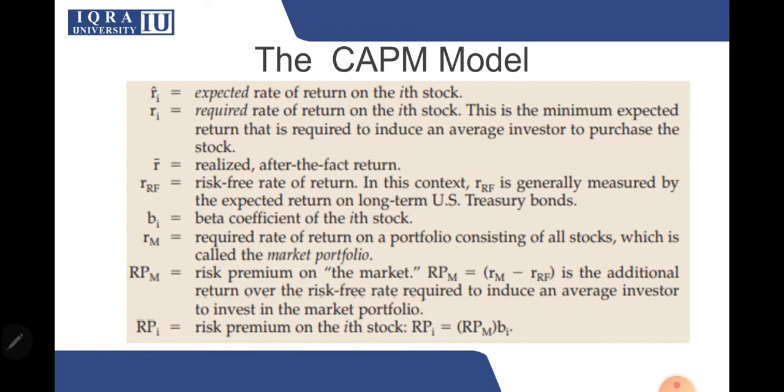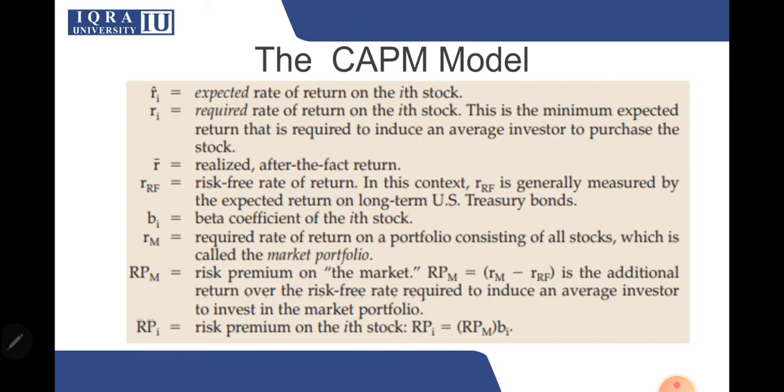To begin, we will first define the following terms. The R with the hat is your expected rate of return on the ith stock. Ri is the required rate of return on the ith stock. This is the minimum expected return that is required to induce an average investor to purchase the stock. And R bar is the realized, after the fact, return.